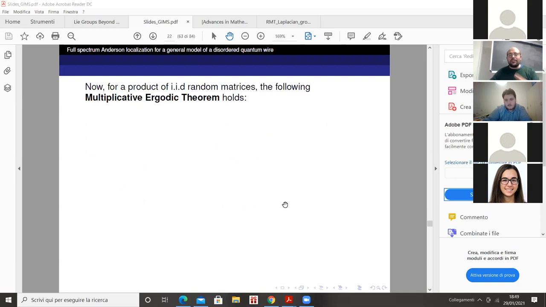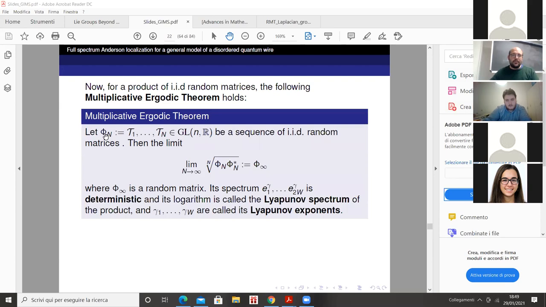There is this multiplicative ergodic theorem: if you have any sequence of random matrices in the linear group, then there exists a random matrix. This limit that you see, maybe there is a two here, you have to take into account the fact that you are multiplying. So there is probably a two here. But by the way, this limit exists and is a random matrix. The matrix is random, but its spectrum is deterministic.